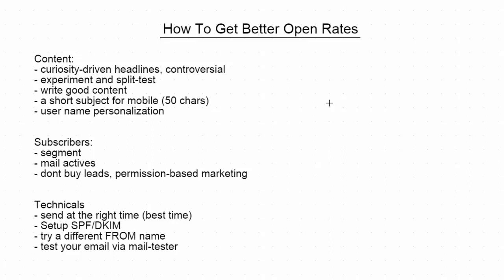Then number 3, try a different from name. Now be careful how you use it, but once in a while, especially if you're mailing inactives, it doesn't hurt to change up your from name. Maybe change your from name to the product that they purchased, or the opt-in gift that they purchased or bought. It's good to try out different things, again part of experimentation, and again I would only use it sparingly.